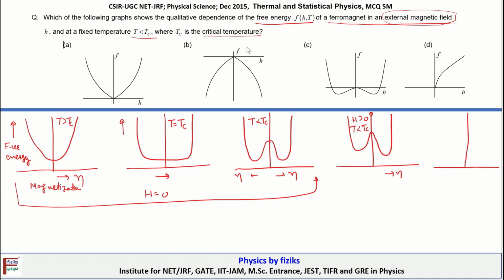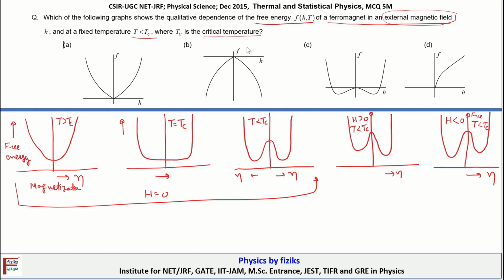And for the opposite situation we will have a curve like this. So here the minimum in the free energy is along the negative direction. So when the field is H less than 0, that means it's along the negative direction. And on the y-axis it's again the free energy, and it is for T smaller than critical temperature, and it's the order parameter here.